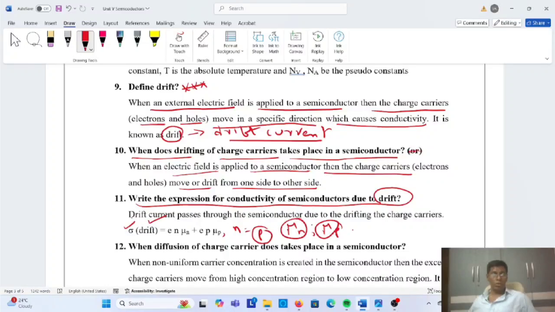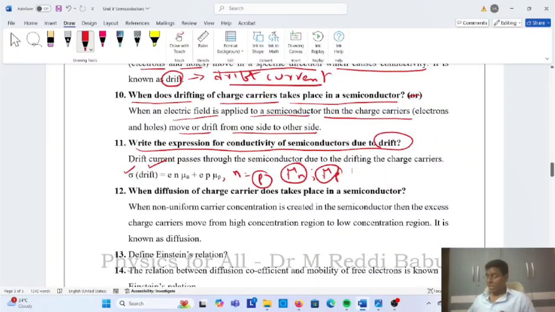Similarly, we can discuss another question, that is, when diffusion of charge carriers takes place inside the semiconductor. This is another mechanism. In the previous question, we discussed drift. Drift is a mechanism which occurs inside the semiconductor when an electric field is applied. But diffusion of charge carriers is another mechanism. Diffusion takes place whenever unequal concentration is present.